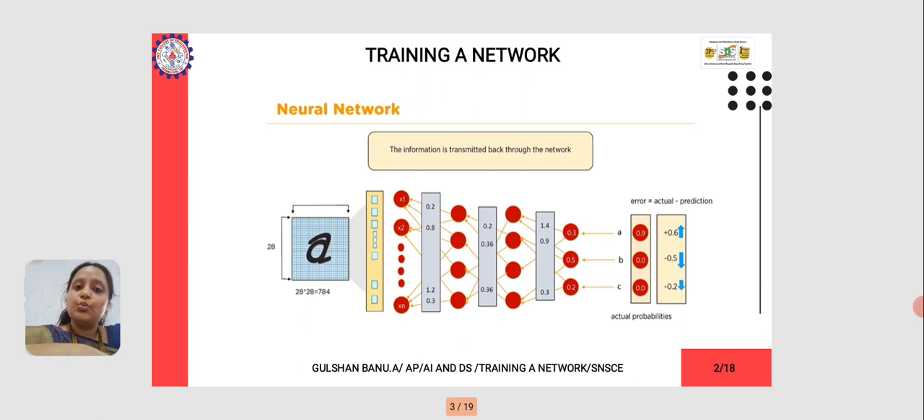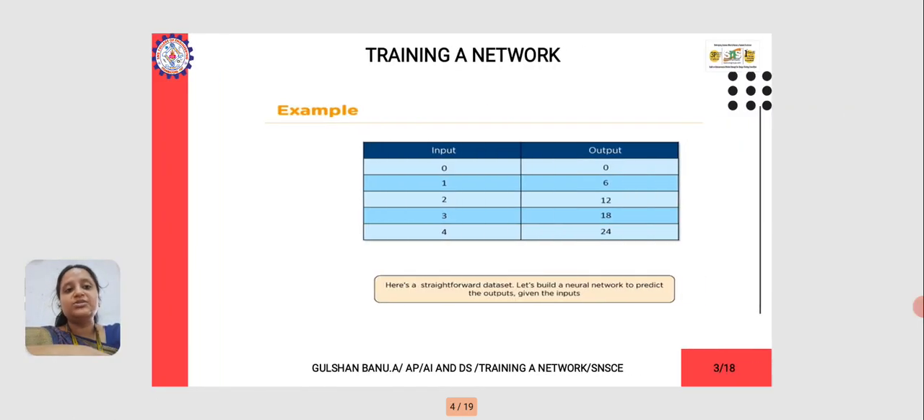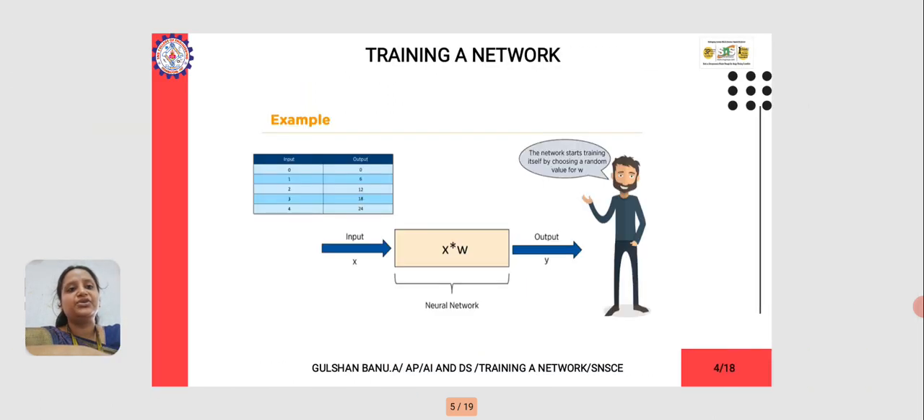The information will be transmitted back once an error has been detected. When the error has been detected, it will be calculated with a certain value: actual value minus predicted value. We will see what the actual process is and how it is explained. For example, here you have an input and you have an output. There is an input given and straightforward there will be an output given, so there are no predictions done over here.